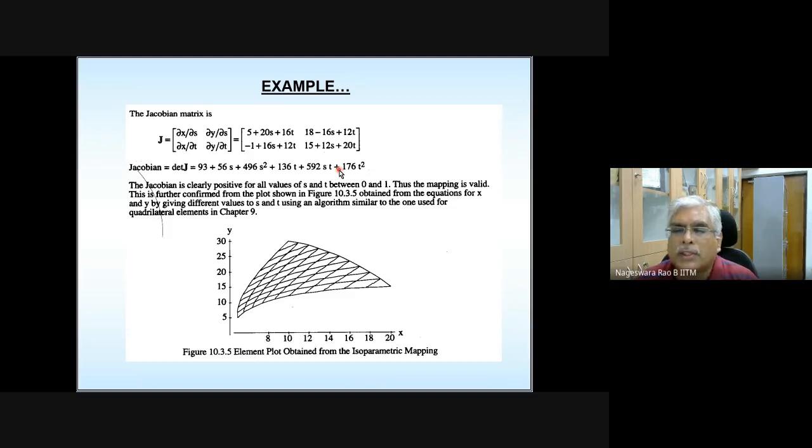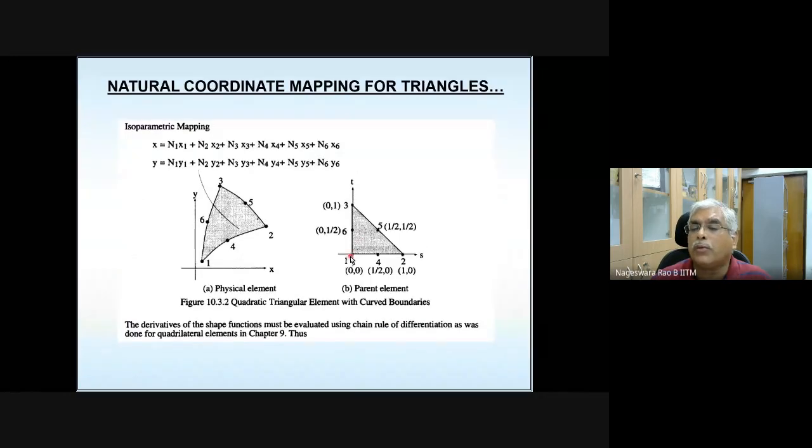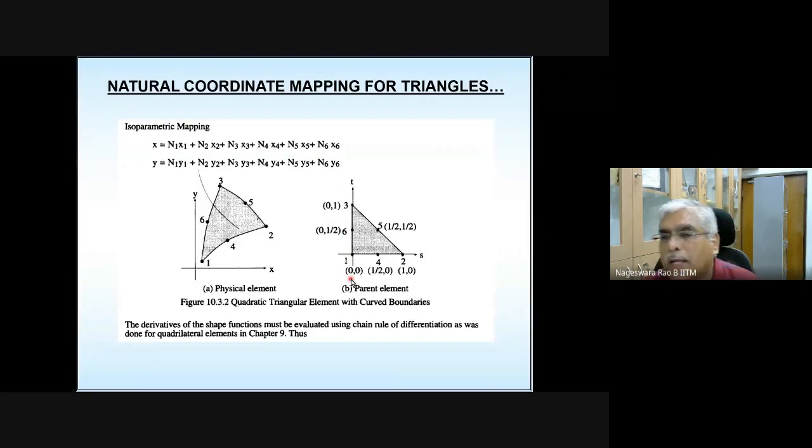And sometimes plotting the Jacobian may be a little bit cumbersome or inconvenient. In that case, you can plot x, y as a function of S and T using parametric equations. Plotting parametric equations, x as a function of S and T, y as a function of S and T. And here you need to be careful. S here goes from 0 to 1. T also goes from 0 to 1. Here S is not going from -1 to 1. T is not going from -1 to 1. S is going from 0 to 1. T is going from 0 to 1.